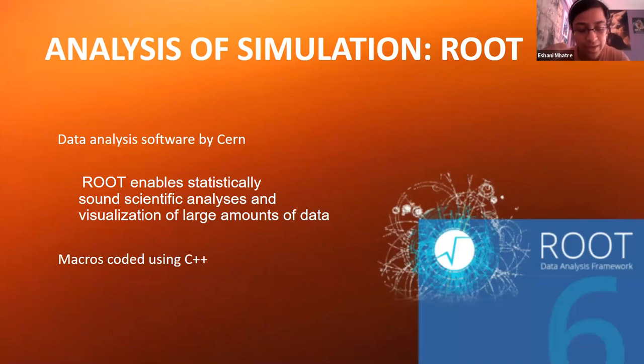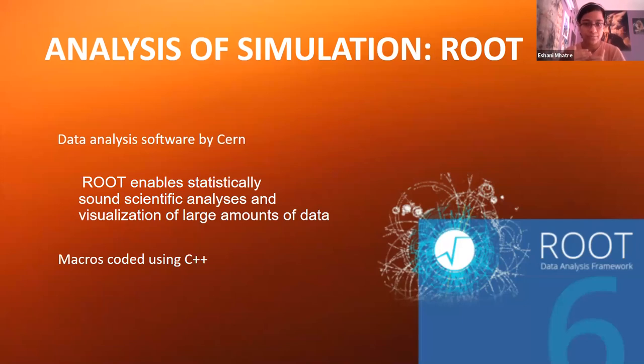So when Shireen simulated the data, what we got were root files, and they're not like zip files or anything. You need to use a very specific software to analyze them. So what we used was a software called Root, developed by CERN. It enables statistically sound scientific analysis and visualization of large amounts of data, which was convenient for this project because we were doing hundreds of thousands of runs, and root files encompassed a lot of data very easily. We wrote a macro in C++ so we could analyze the root files and find the energy deposition on each organ ID. But since the total energy deposition was an accumulation of hundreds of thousands of runs, to get the average, we divided the sum of energy for each organ by the number of runs for that file.